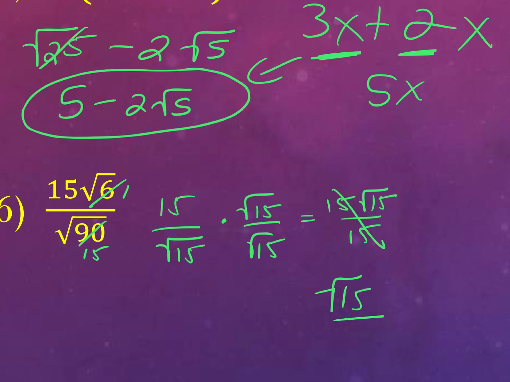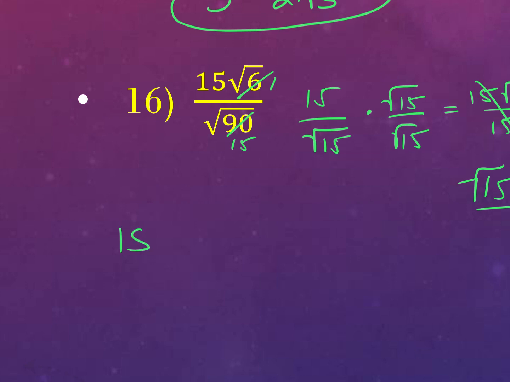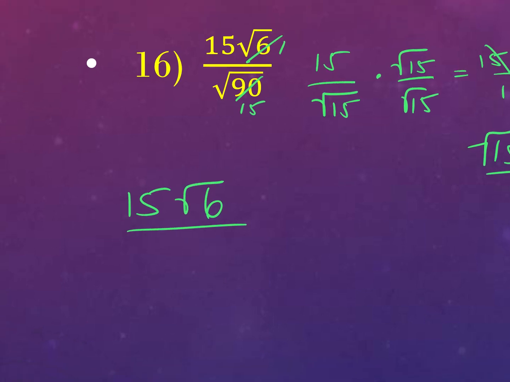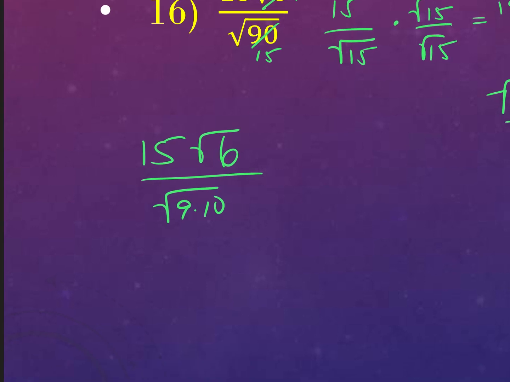Now, some of you guys, you saw that problem differently. Some of you said, well, I wanted to start off with 15 square root of 6, so then I can break up 90 into 9 times 10, yeah? Okay, so what is the square root of 9? So this becomes like this. So look, I have 15 root 6 over 3 root 10. You guys with me? Yeah.